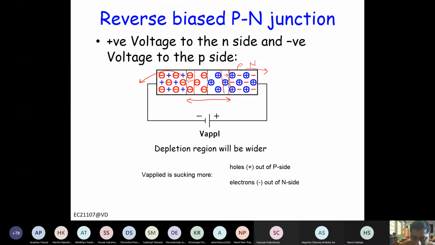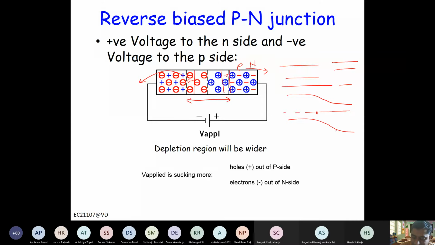Or you can understand it like this. For the P side, the Fermi level is near the valence band. For the N side, the Fermi level is near the conduction band, right? In equilibrium, the Fermi level is constant. But when we apply a positive bias here, what will happen? This Fermi level will go up or go down.